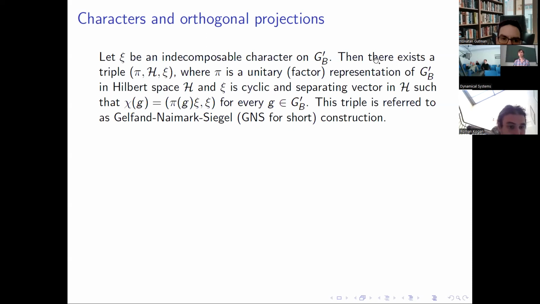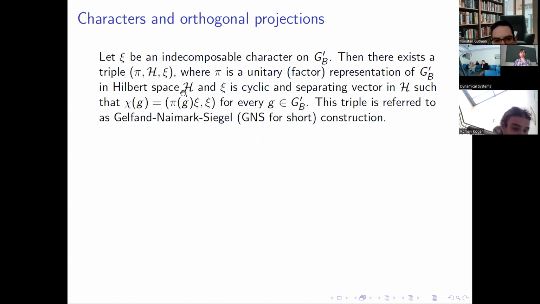First, there is a classical construction called the Gelfand-Neumark-Segal construction, which associates to a character a triple (pi, H, psi), where pi is a unitary, in fact factor, representation in Hilbert space H, and psi is a cyclic and separating vector such that chi of g is equal to this scalar product, <pi(g) psi, psi>.